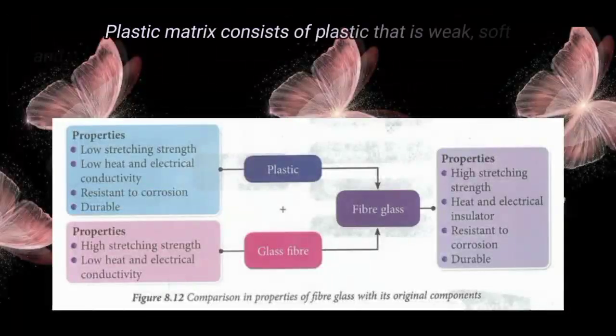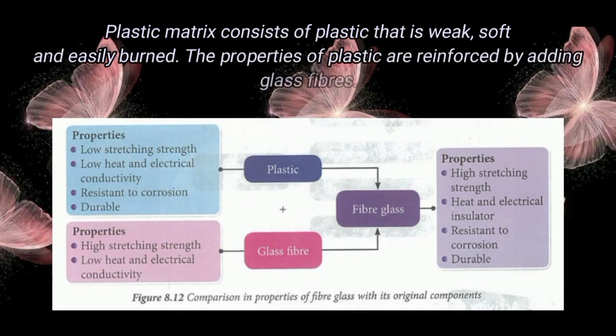Next, we have plastic matrix. Plastic matrix consists of plastic that is weak, soft, and easily burned. The properties of plastic are reinforced by adding glass fibers. Plastic has properties like low stretching strength, low heat and electrical conductivity, resistant to corrosion and durable, while glass fiber has properties like high stretching strength and low heat and electrical conductivity.